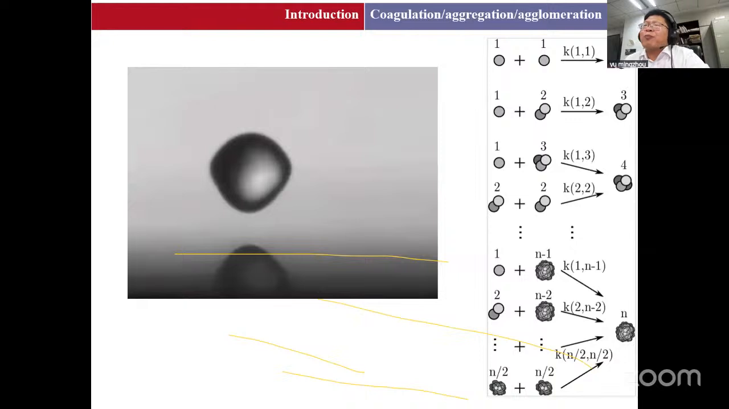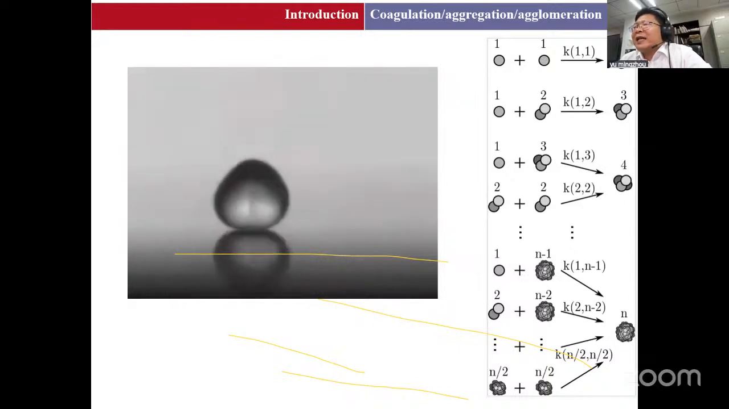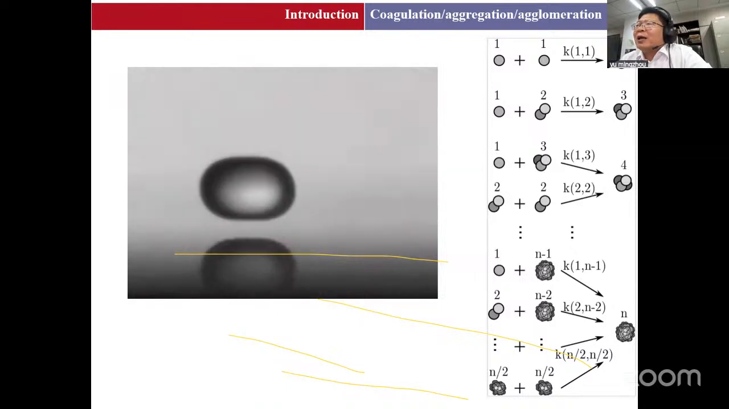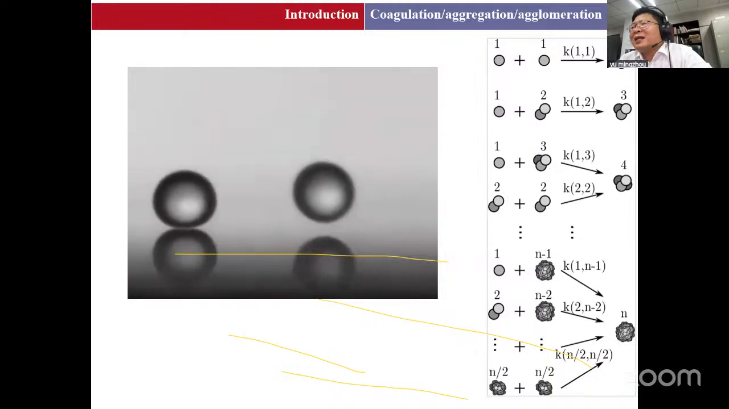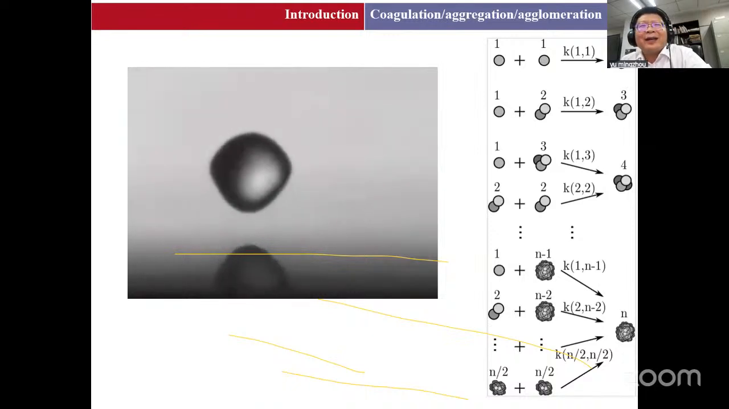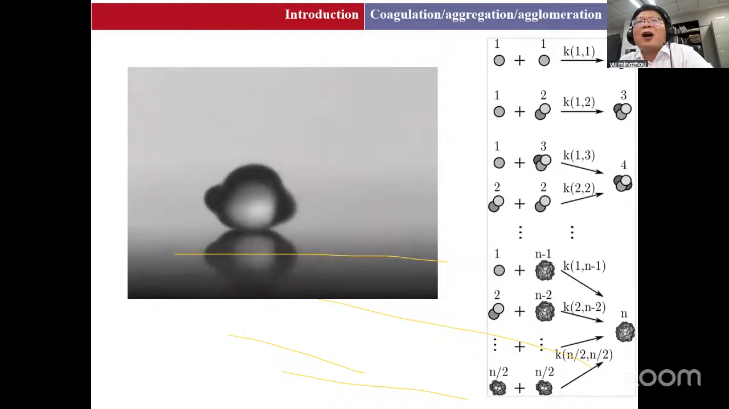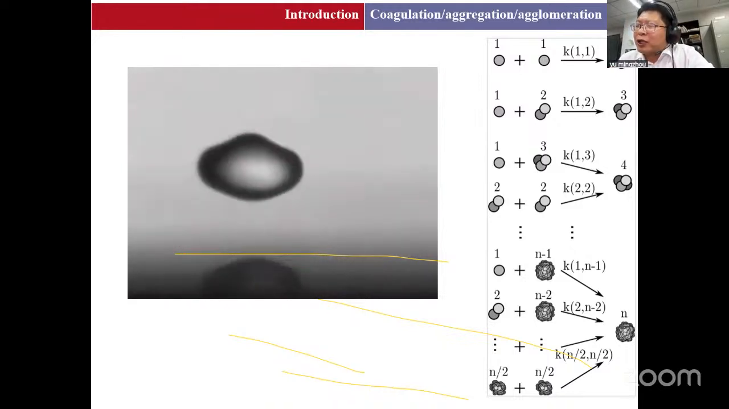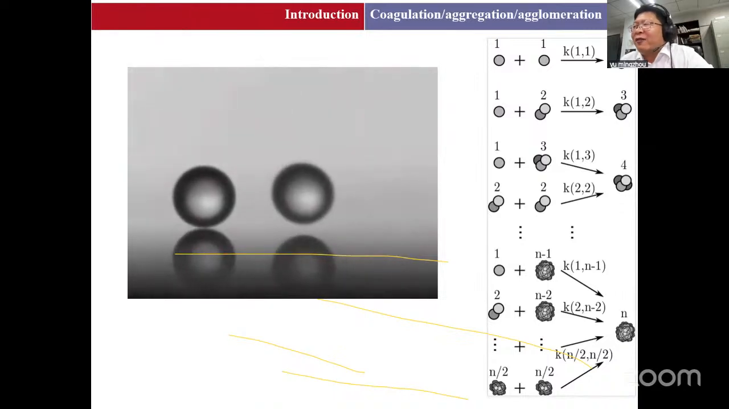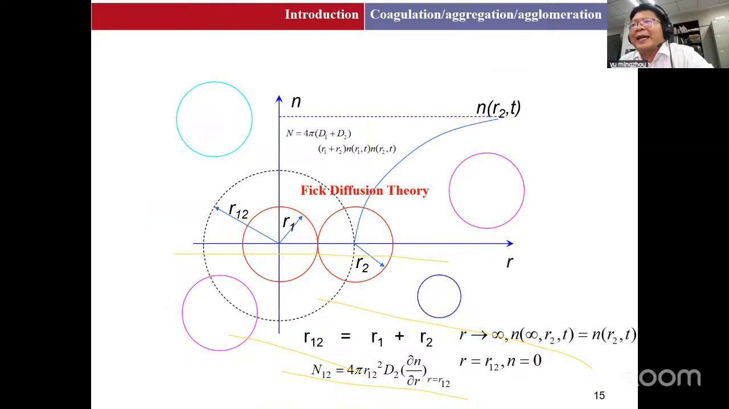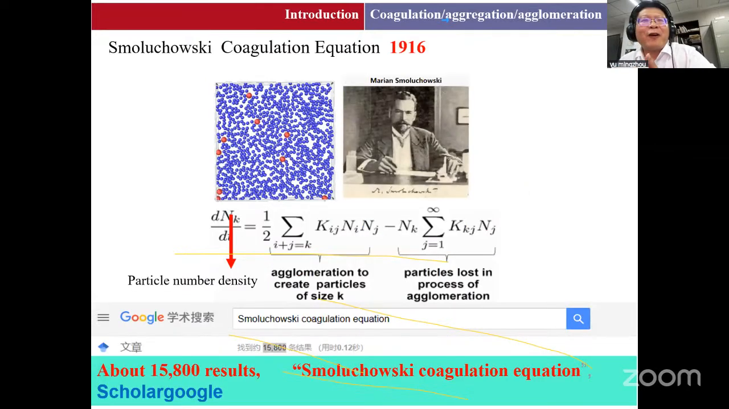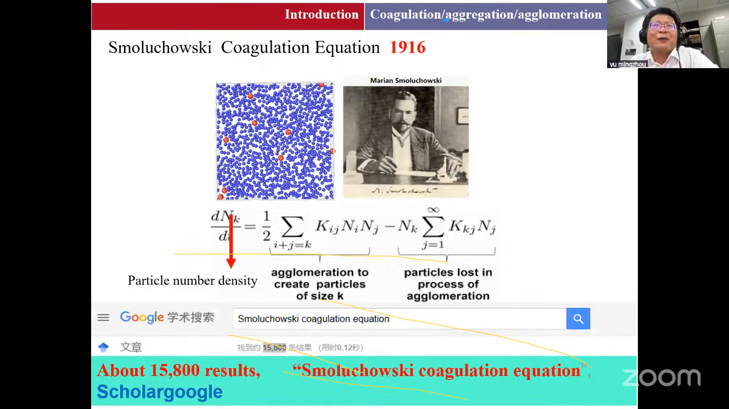Since the equation was first proposed in 1916 by Professor Smoluchowski, several solution methods have been developed, including the Monte Carlo method, the method of moments, the sectional method, and even the application of AI in recent years. About 3 years ago, one of my students also used AI for the solution of this equation. Each of those approaches has its own advantages and disadvantages, depending on the specific application. In our work, we mainly used the method of moments. I mainly use the method of moments, but my students have changed to AI for the solution of this equation.